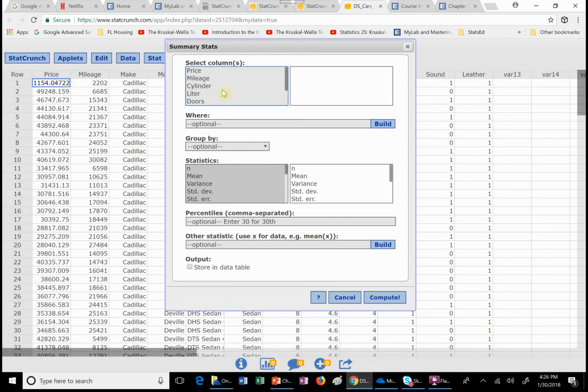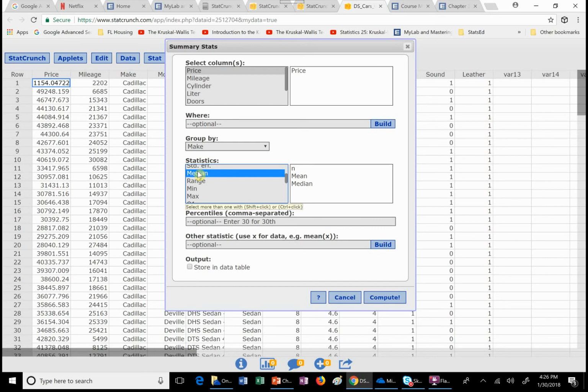Okay. So I want to look at price, and I want to group the calculations by make. In other words, I want to compute the statistics for the different makes separately, okay? And now I'm going to choose the median and the mean. And I usually choose the sample size too, just because I like to see how many are in the sample. Then choose the mean, then scroll down and choose the median. And then hit compute. Which one's the sample? It's going to be price. Okay, so we want to look at the price, and then we're going to group it by make.